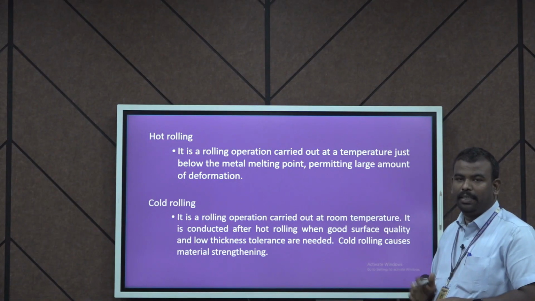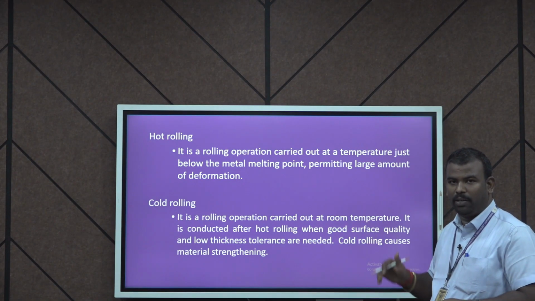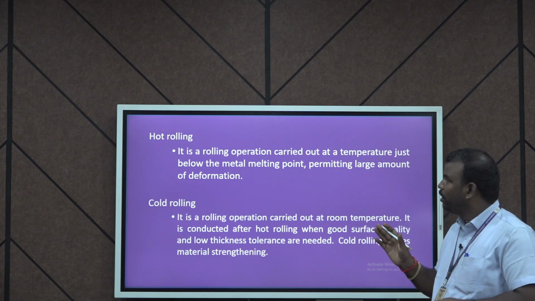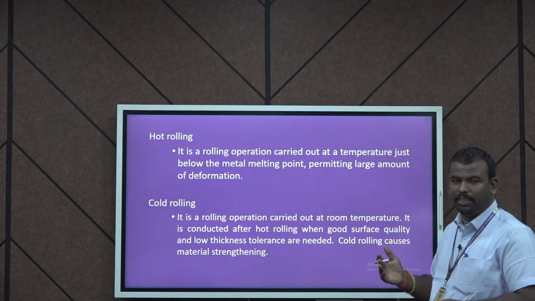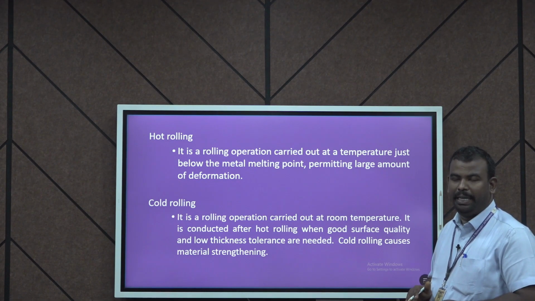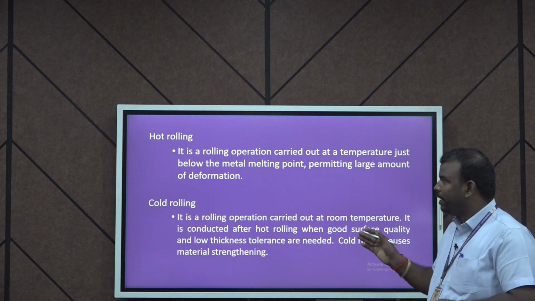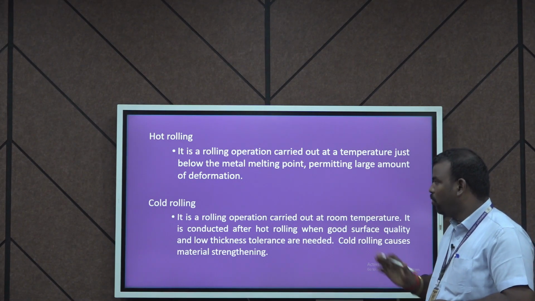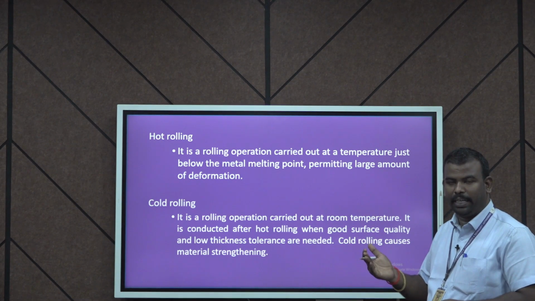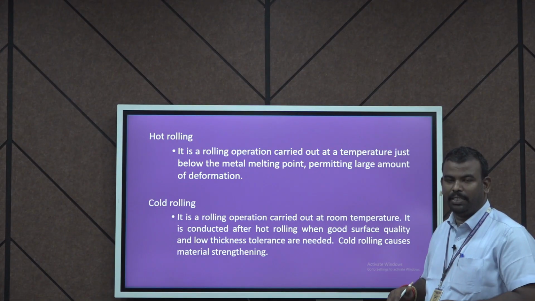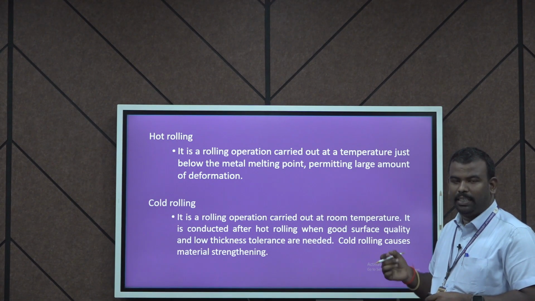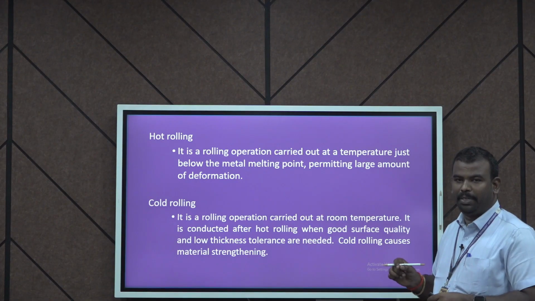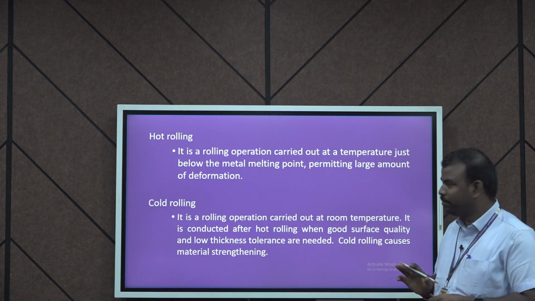The second category is based on the temperature, hot rolling and cold rolling. Hot rolling is a rolling operation carried out above recrystallization temperature and below melting temperature. It is called hot rolling process. Cold rolling comes under the category of below recrystallization temperature and above room temperature. The temperature is applied based on the materials and the need.